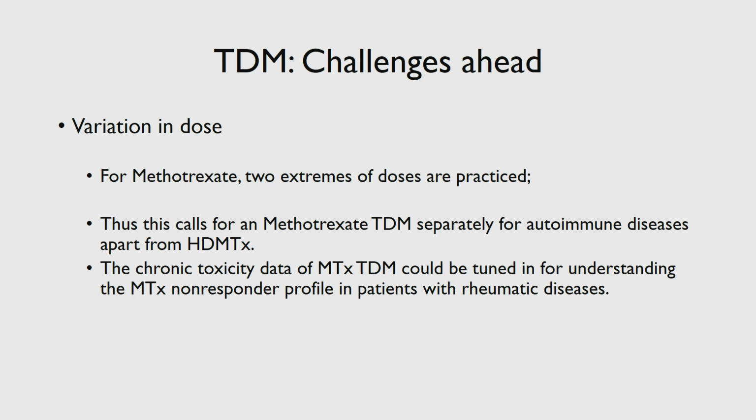Another challenge we have is the variation in dose. An example is Methotrexate, which has two extreme dosages: the high dose Methotrexate in case of CNS lymphoma and low dose Methotrexate in case of rheumatoid arthritis. So this calls for a Methotrexate TDM separately for autoimmune diseases apart from the high dose Methotrexate. The chronic toxicity data of the low dose Methotrexate TDM can be tuned in for understanding the Methotrexate non-responder profile in patients with rheumatic diseases.